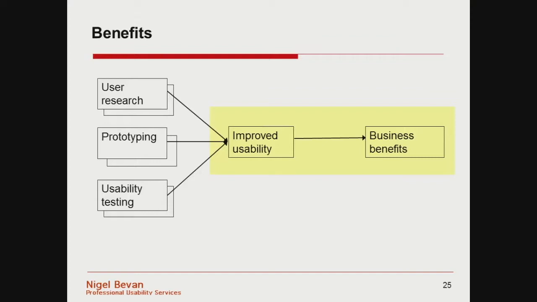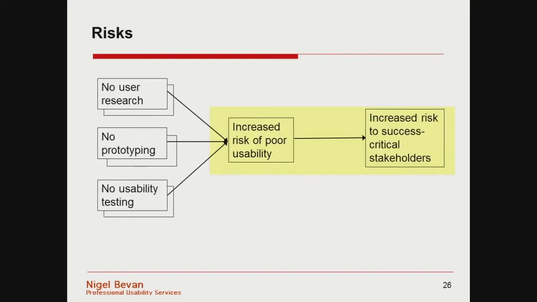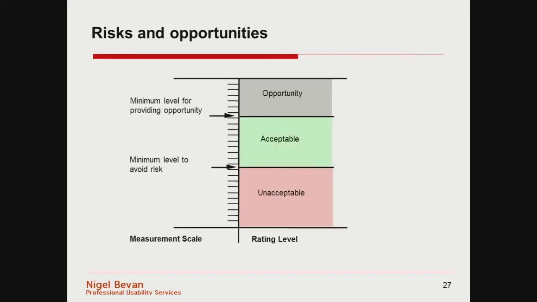First of all, just to highlight this benefits and risks approach, which is so important, they're sort of mirror images of one another. And I think in the past, people have concentrated on business benefits, and I've got a chapter in the book on cost benefits of usability. Clearly, all these human-centered design activities can improve usability and provide business benefits. The mirror image of that is they can also manage the risk. If you don't carry them out, there's an increased risk of a poor system and increased risk to the success-critical stakeholders.